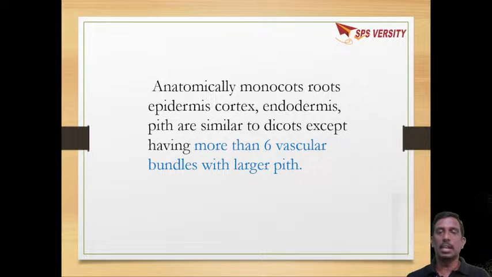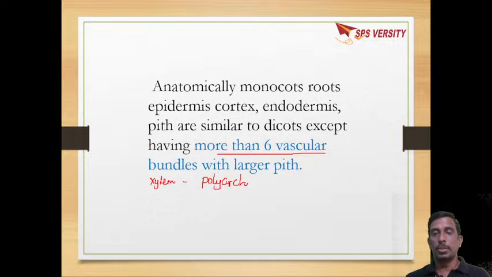इसमें differences क्या है कि इसमें more than 6 vascular bundles रहता, that means 6 xylem strands and 6 phloem strands रहता. Polyarch condition इसको क्या बोलते कि polyarch. डाइकॉट root इसको क्या बोलते कि tetrarch. And here it is larger pith. Pith is larger here, whereas in dicot root the pith is smaller.